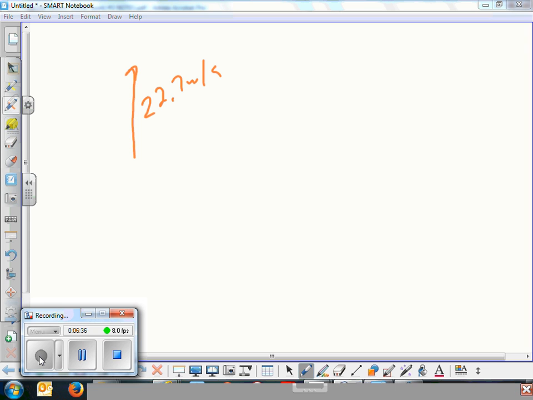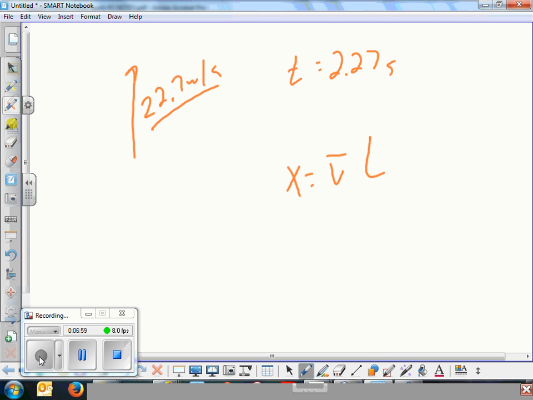Okay, another way to do this is you can find time first. And you know that you're decreasing your velocity by 10 meters per second every second. So it's really easy to see that it's going to take a time of 2.27 seconds to get to the height that you're going for, right? And you know that x is your average velocity times time. And you know you start out at 22.7, you end at 0, right? So x then would be 22.7 divided by 2 for an average, times 2.27. And that would be another way you can find your height.